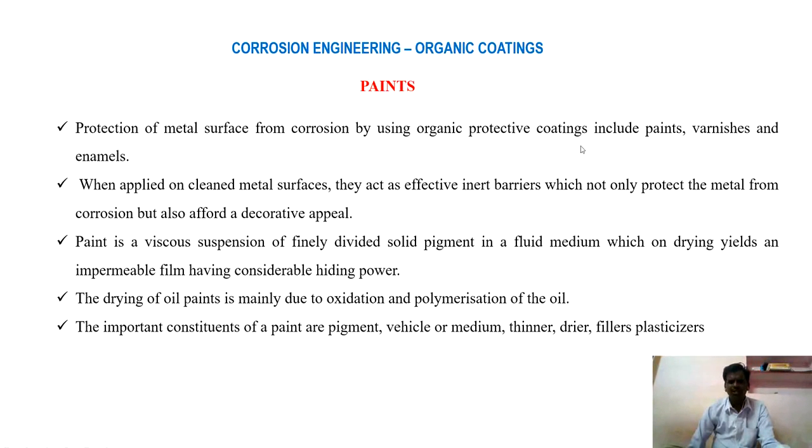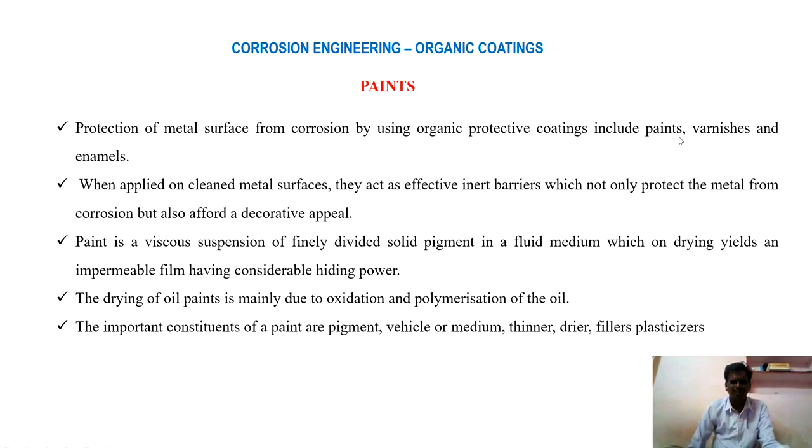These materials produce an impermeable membrane on the surface, and these coatings act as a barrier between the environment and the metal. So this is one of the methods to control corrosion. We have to discuss them one by one. First one is the paint.